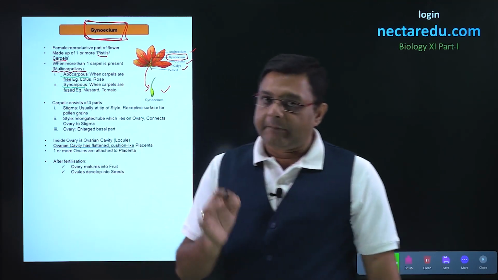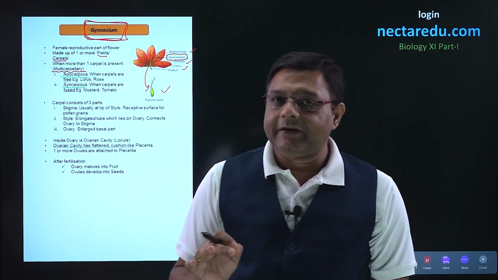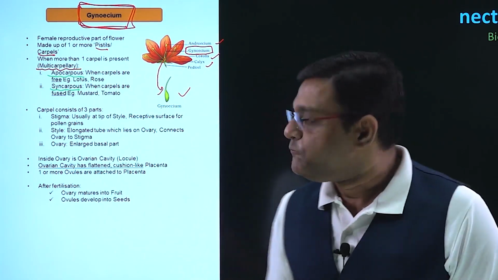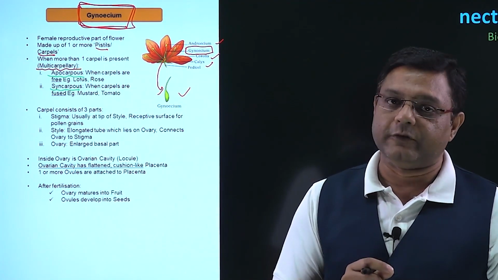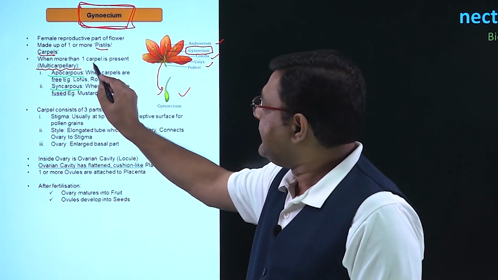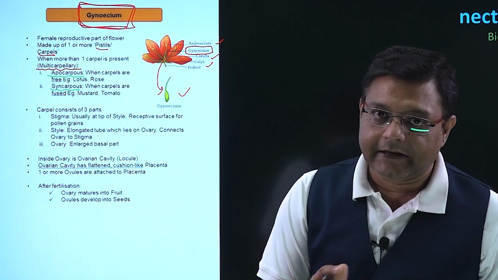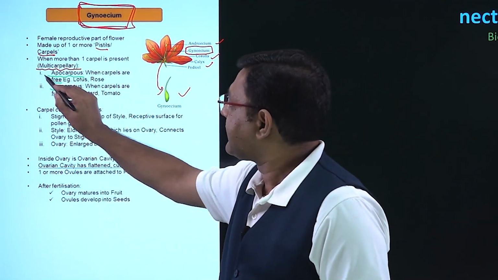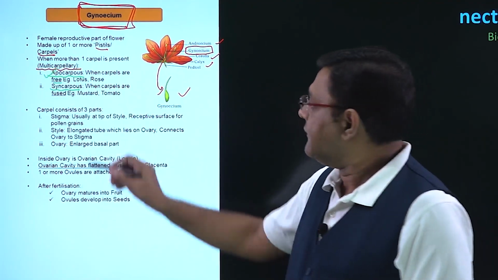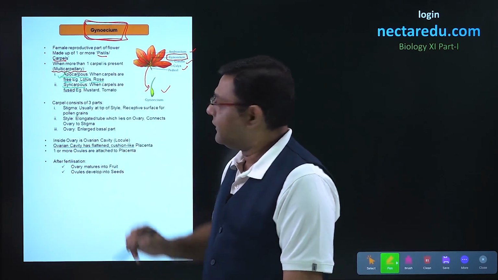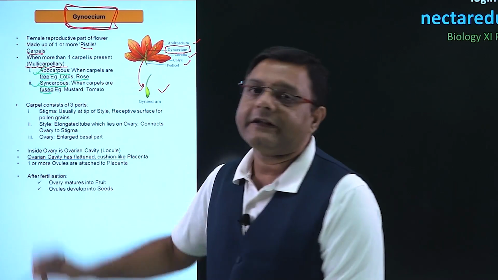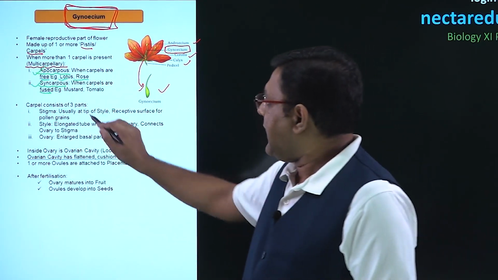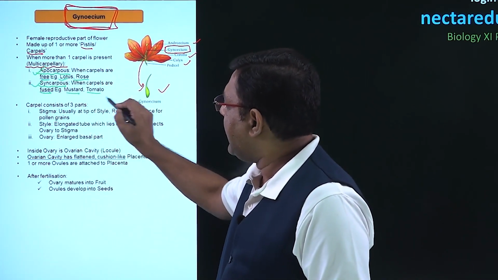The term apo refers to the thing not being fused; it is free. The term syn refers to things being fused to each other. So if these carpels are free, then we will call the condition apocarpous, which is present in lotus and rose. If carpels are fused, then we will call this condition syncarpous, and it is present in mustard and tomato.